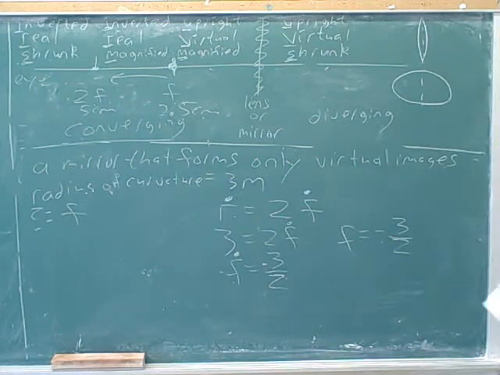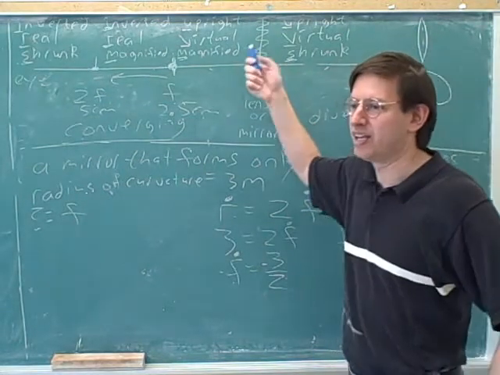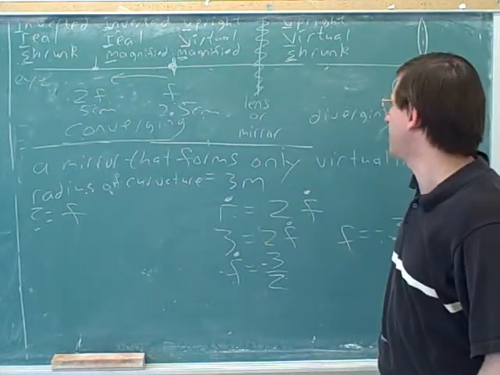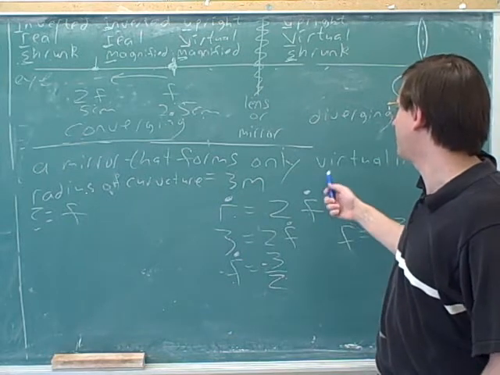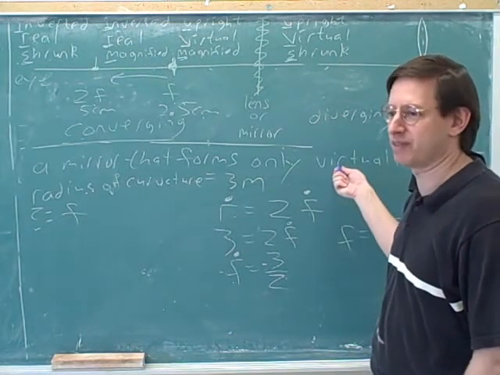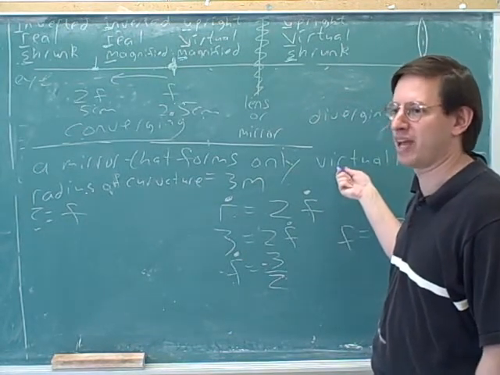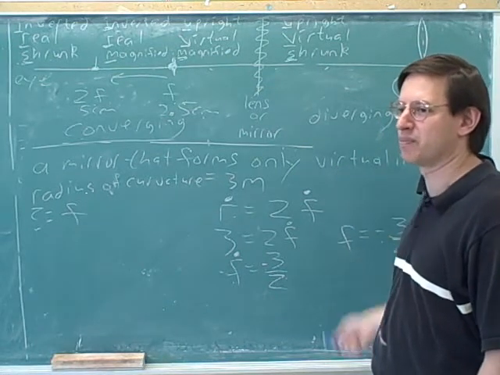Okay. Once again, this table comes in handy, because otherwise we'd have to do a whole heck of a lot of algebra to say what type of device has a virtual image. We'd have to use that lens mirror equation. That would be a huge pain. So this is a big help here.